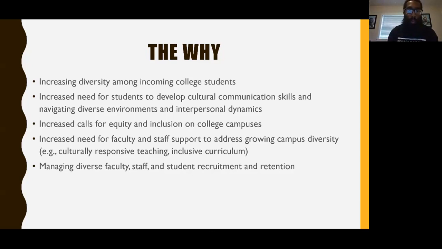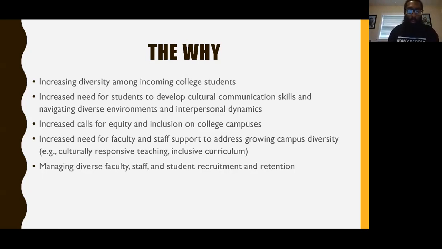And so our student population is increasing in diversity at a very rapid rate. Additionally, there's an increasing need for students to be able to develop their cultural communication skills, as well as being able to navigate diverse environments and interpersonal dynamics. And what better way for them to learn those skills than within our classroom settings, where they're able to apply in real time the knowledge and information that they're learning, as well as having conversations with folks that are different from themselves. Additionally, there's been increased calls for equity and inclusion on college campuses, which has trickled down into our classrooms as well.